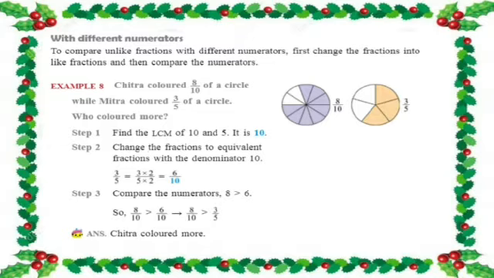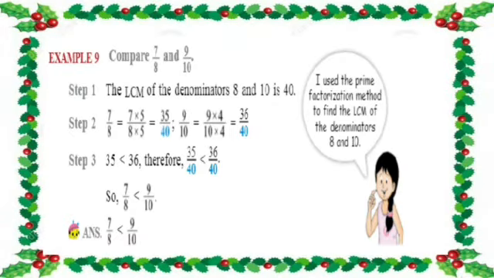So 8 by 10 is greater than 3 by 5. Why? Because you replace that 6 by 10 by the given fraction 3 by 5. So the answer is Chitra has colored more parts of a circle. Let us see another example.